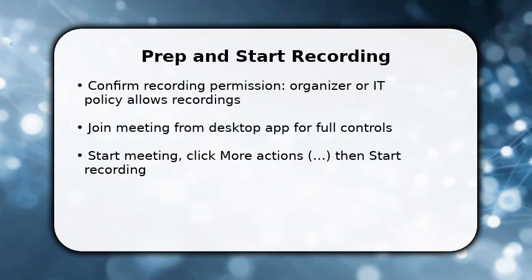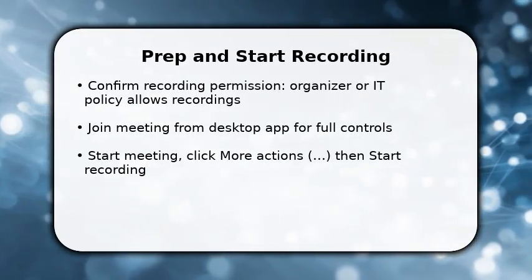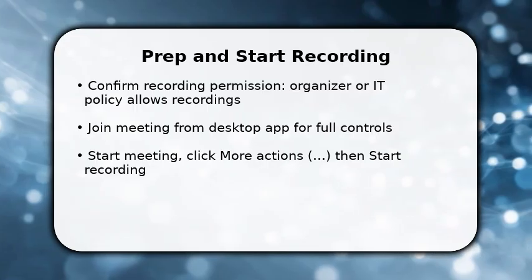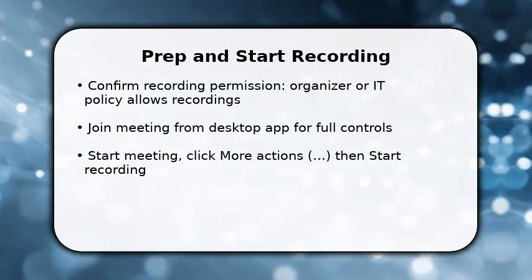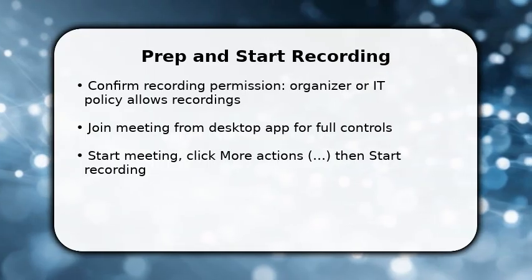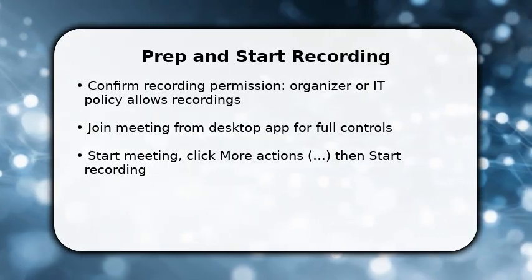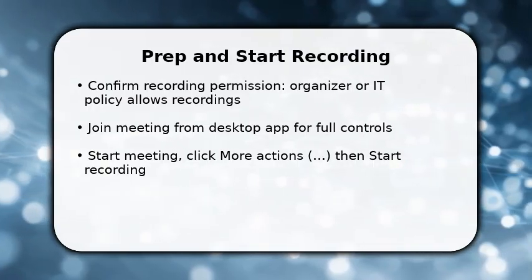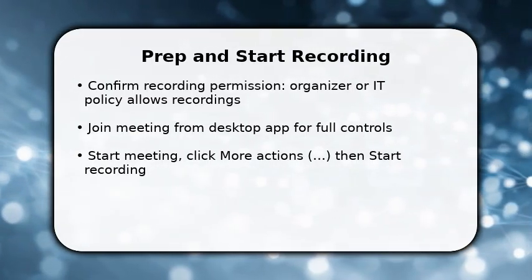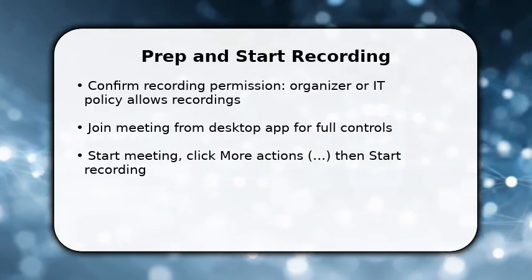You begin by confirming you have permission to record and that you're on the Teams desktop app. Once in the meeting, join with audio and video as needed. Click More Actions, then start recording. You'll see a banner and meeting chat notification. This tells participants recording is active. Make sure to inform attendees verbally because consent matters.